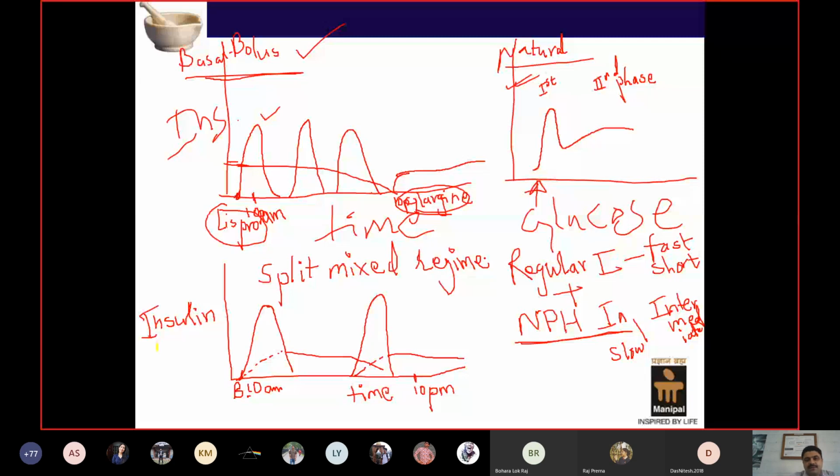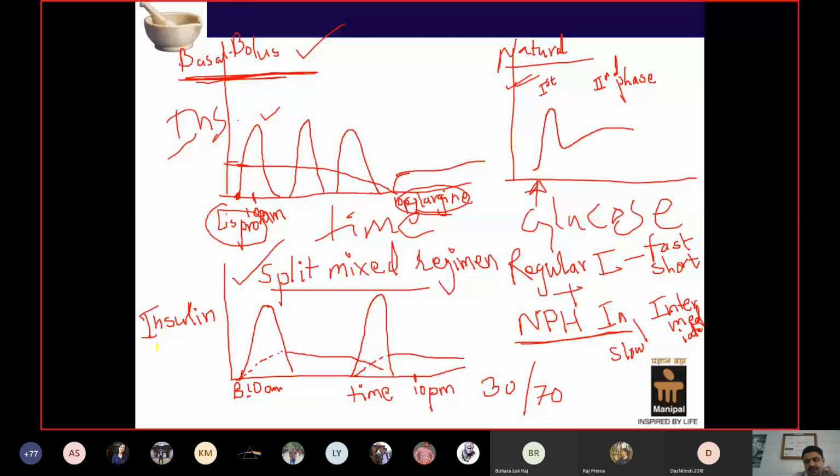Okay, so insulin could be given in this way. One is basal bolus, the next one is the split mixed regimen. The most common till now is the split mixed regimen, but basal bolus is also slowly gaining popularity. These are the two ways of giving insulin, and it is given in such a way that it becomes almost normal. And this split mixed regimen is available in a vial.